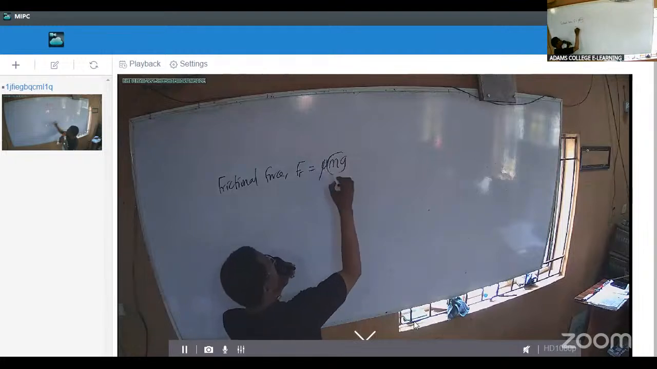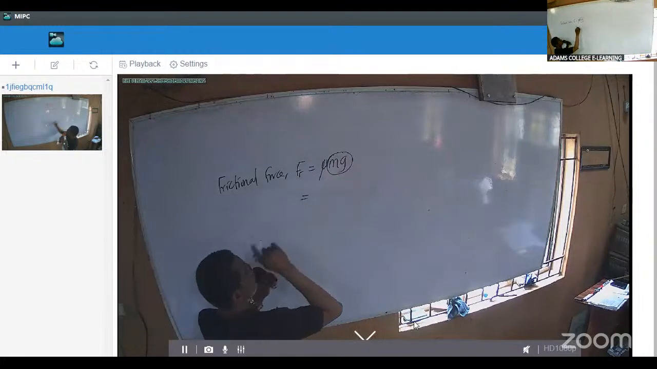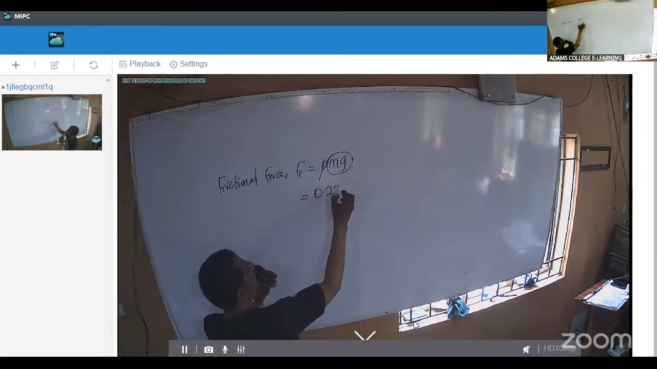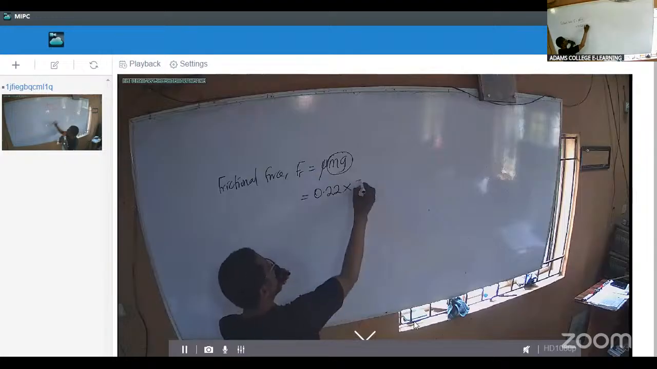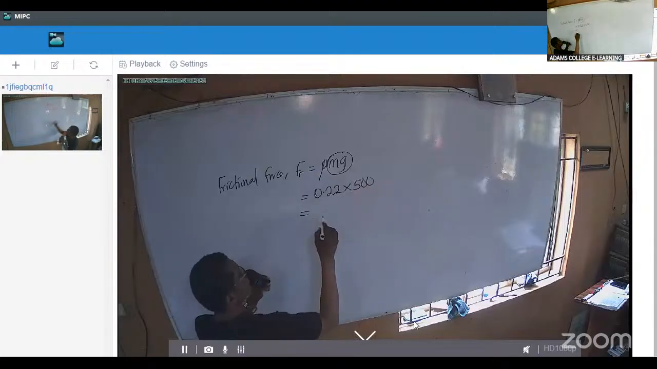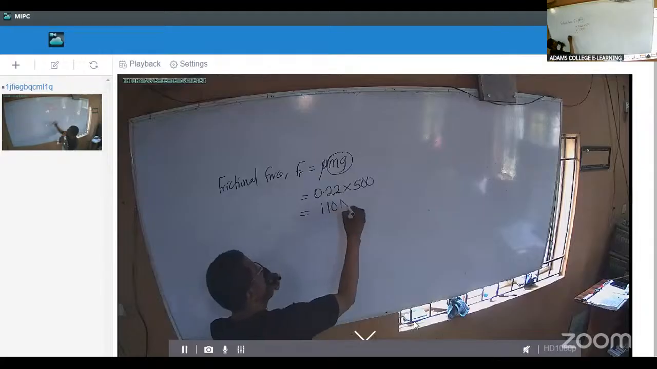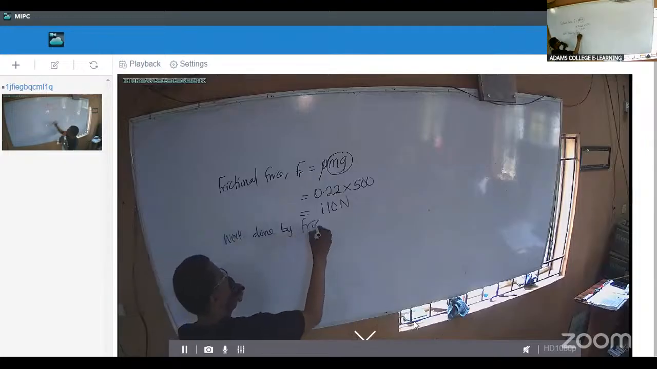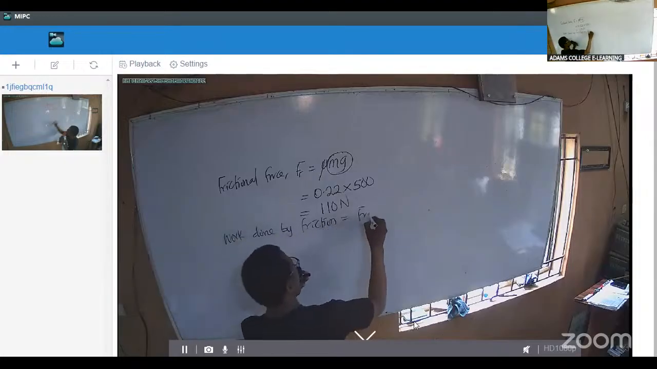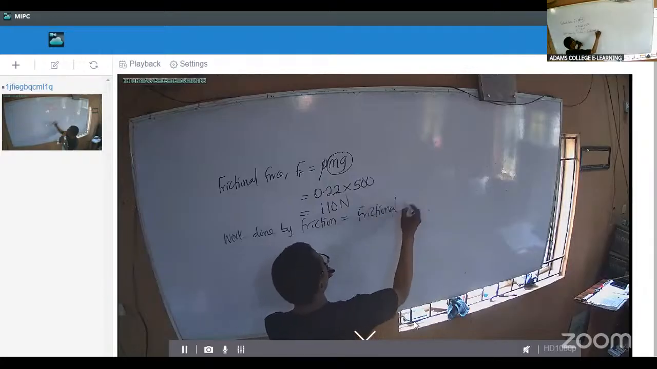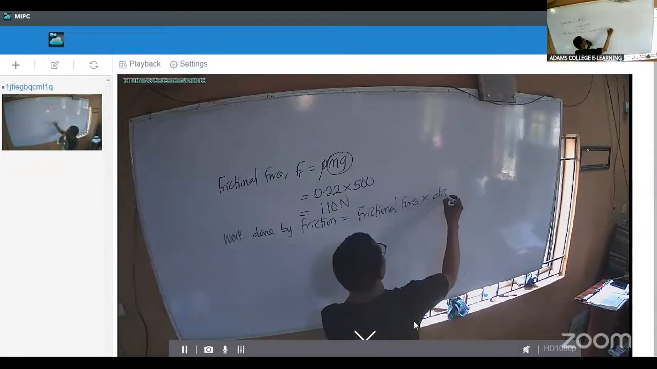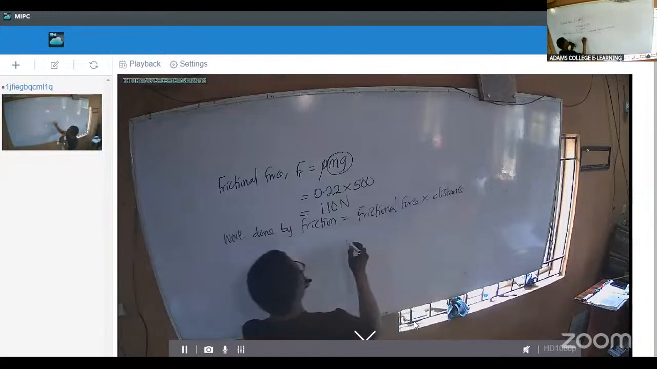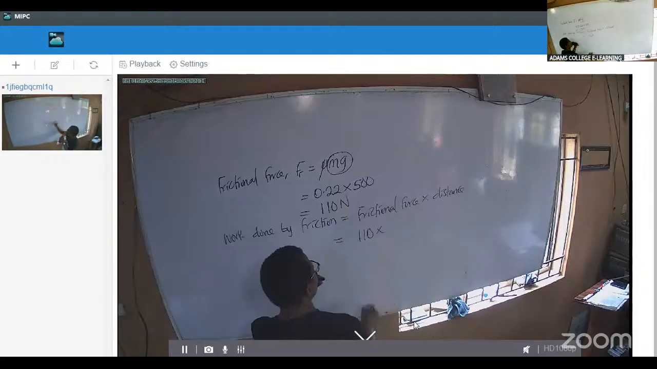Are we given weight in the question? What's mu? 0.22. What's mg, the weight? 500. So the frictional force is 110 Newton. So work done by friction is frictional force times distance. What's our frictional force now? 110. What's distance? 8. So that's 880 Joules.